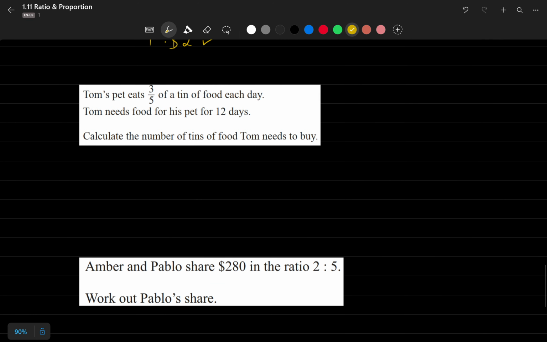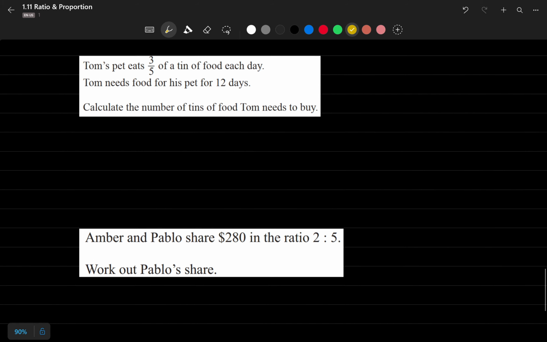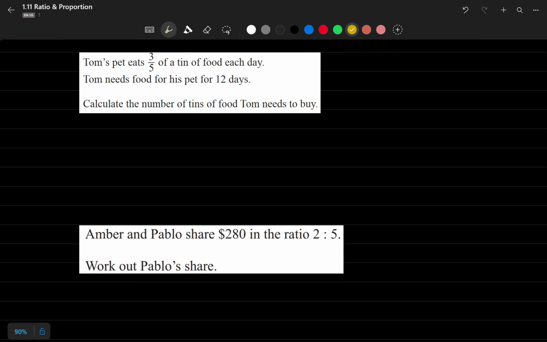Moving on, Tom's pet eats 3 by 5 of a tin of food each day. Tom needs food for his pet for 12 days. Calculate the number of tins of food Tom needs to buy. Okay, let's just calculate it. So in one day, the pet eats 3 by 5 cans of food. So how much food will the pet eat in 12 days, which is equal to x?